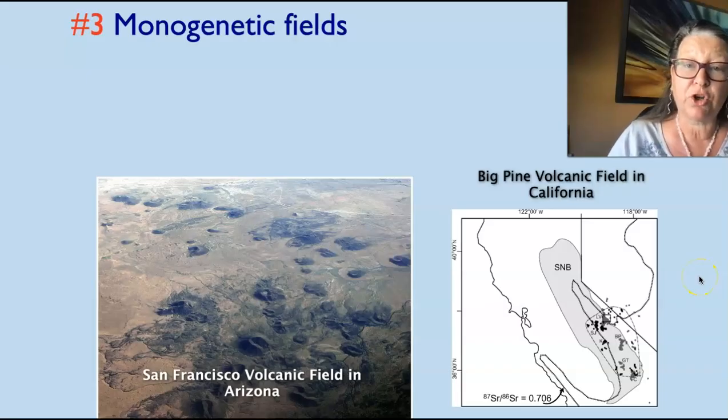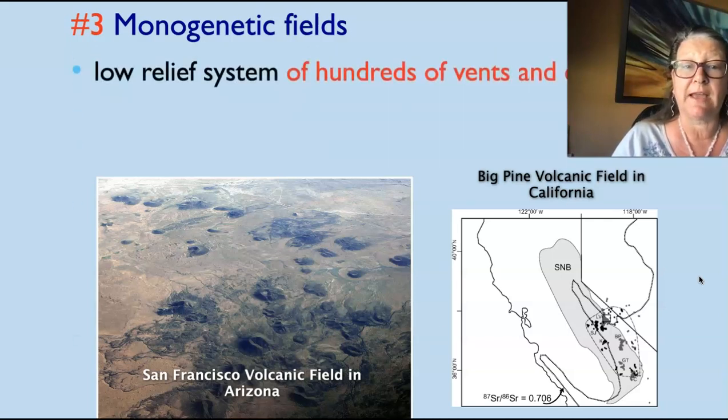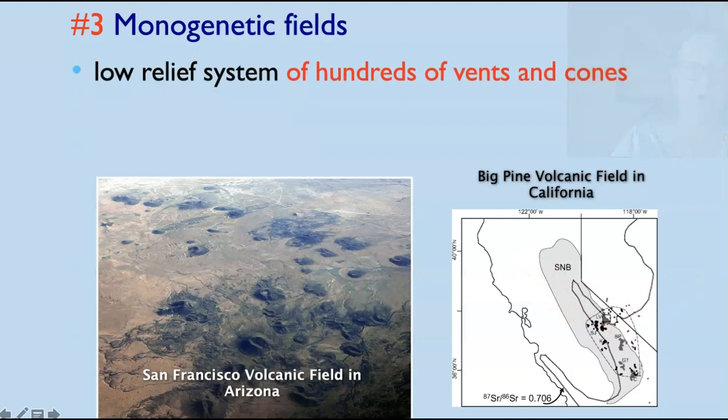Moving on to our third large terrain type of volcano, we have monogenetic fields. So mono means one and genetic means origin. So these are fields of volcanoes that are believed to have a common origin in terms of the magma source. And there are hundreds of vents and cones. And I want you to pay attention to that word cones. I'm going to come back to it.